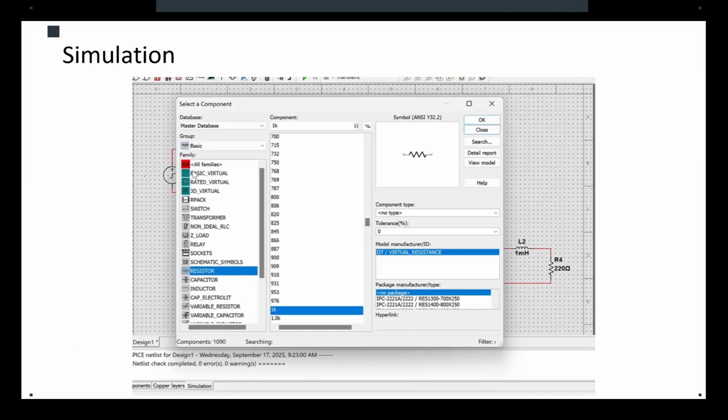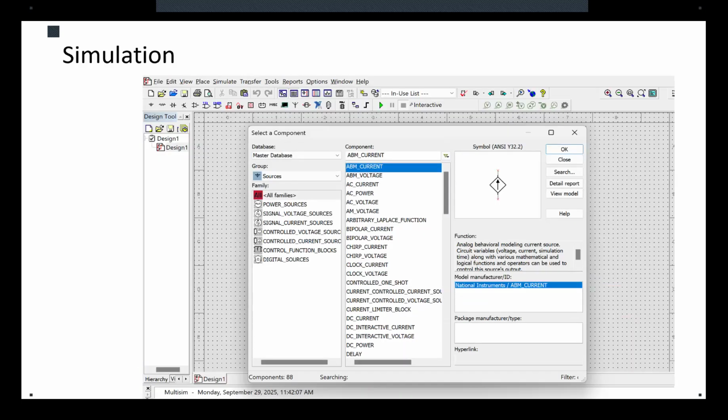When you choose that, it opens up the family inside the basic group. For example, if you want to choose your resistor, you select the resistor, select the value that you want, click OK, and then you can insert it. Same goes for the capacitor and inductor. Are we clear? So you can choose your values.